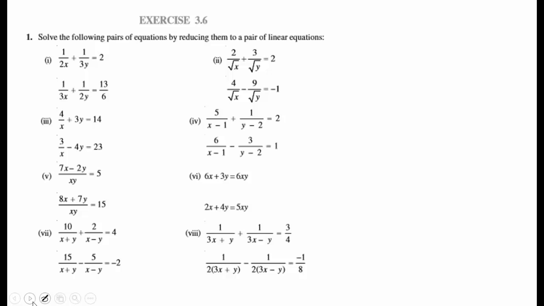For those students who have already completed this, you can go for R.D. Sharma, or use the internet or any textbook. Here we have Exam Idea, Oswal. There are a number of books for mathematics. You can go for the internet.